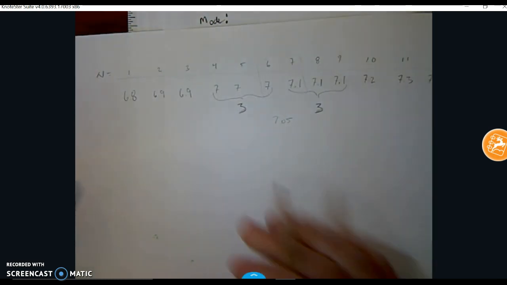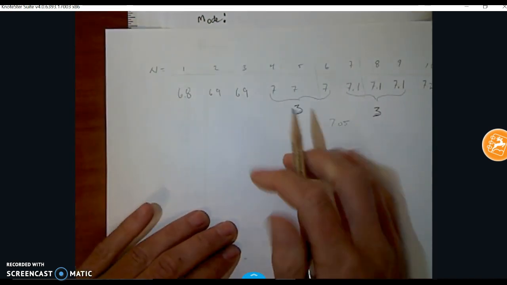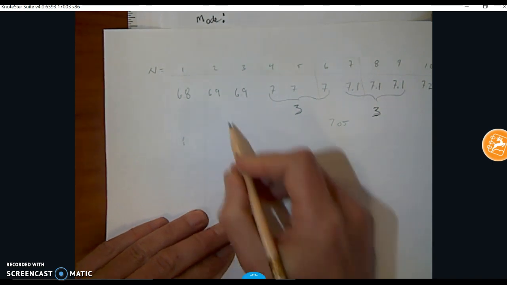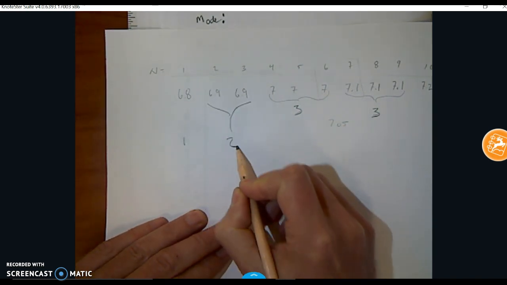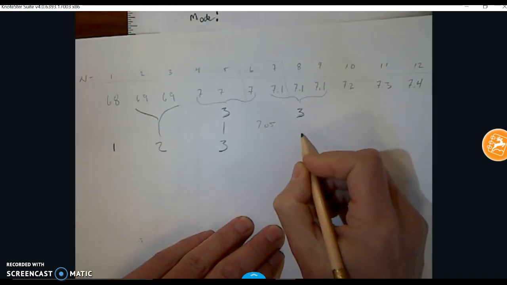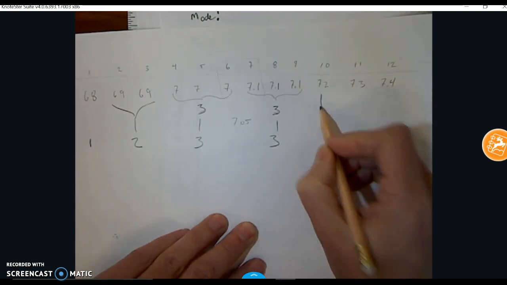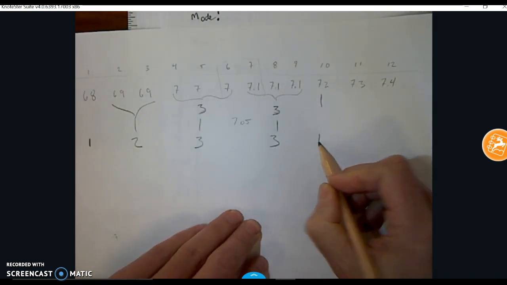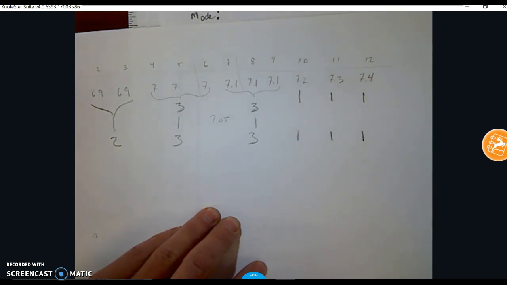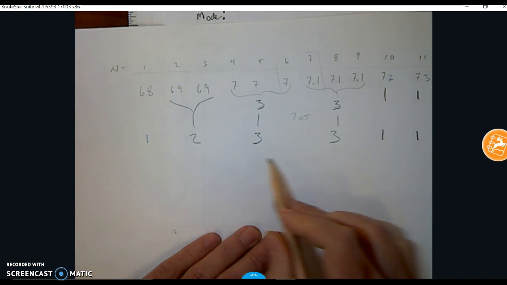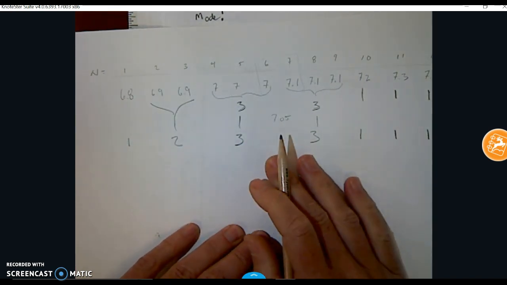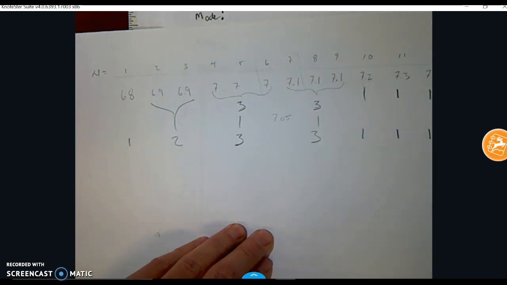So all I'm going to do is count the number of times that these measurements occurred, and I'll put them down here. 6.8 occurred once, just one. There were two 6.9s. There were three 7s. There were three 7.1s. There was only one 7.2, only one 7.3, and only one 7.4. This is our number of occurrences, or the frequency that these measurements occur in this data set. So that's what we're going to plot, and it's going to be real simple.